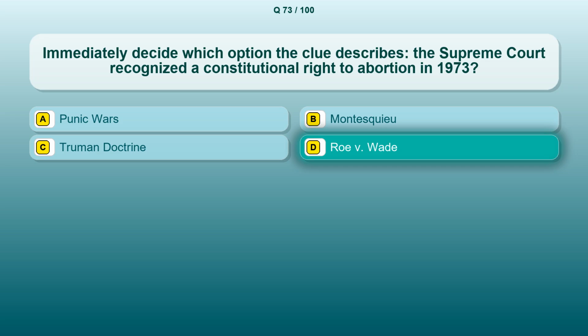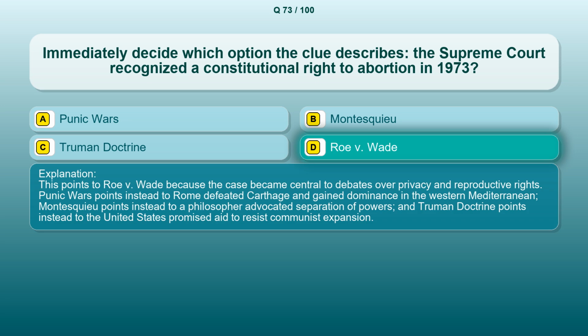The correct answer is option D, Roe v. Wade. This points to Roe v. Wade because the case became central to debates over privacy and reproductive rights. Punic Wars points instead to Rome defeated Carthage and gained dominance in the Western Mediterranean. Montesquieu points instead to a philosopher advocated separation of powers, and Truman Doctrine points instead to the United States promised aid to resist communist expansion.